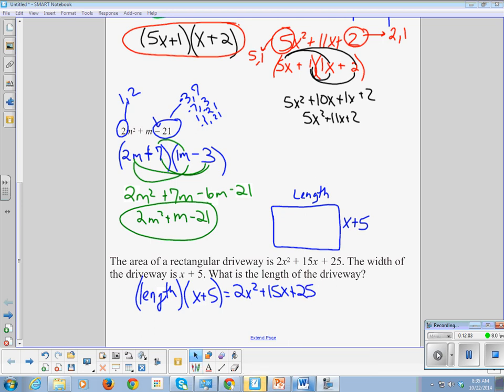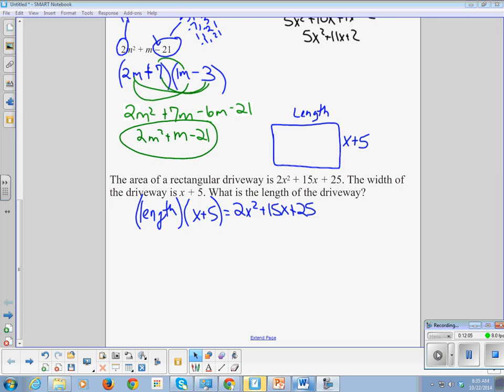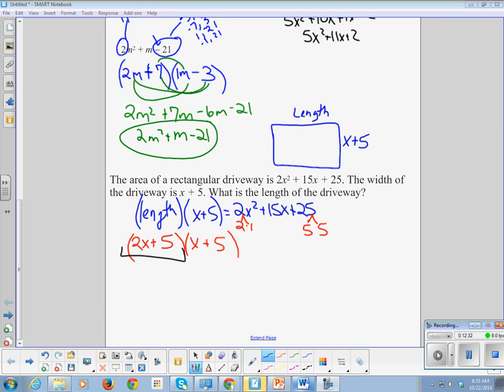So I like this problem because it's partway done for us. So I know that this is split up into 5 times 5. And I know my 2 splits up, thankfully we've done this a couple times, into 2 times 1. So I know my other 5 is going to go here, and my 2 has to go here. So I know 2x plus 5 is the length.